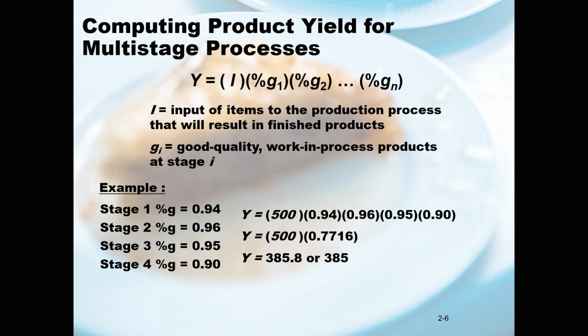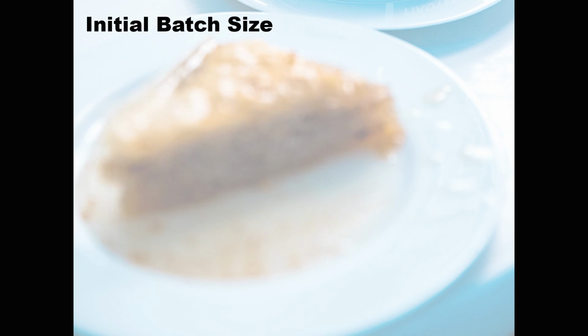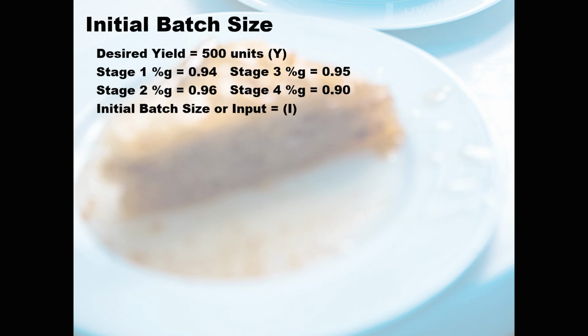Else comes to you and says, we're not yielding 500 units a day, but we're starting with 500 units. How do we yield 500 units? That would be your initial batch size. So let's look at an example.